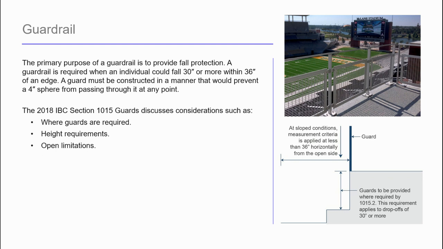Moving on to the term, let's go back to guardrail. Let's look more closely at that. The primary purpose of a guard is for fall protection. As we mentioned before, it's required when an individual could fall 30 inches or more within 36 inches of an edge. And it also must be constructed in a manner that would prevent a 4-inch sphere from passing through at any point, so people can't squeeze through portions of the railing. So 1015, again, means of egress, that discusses considerations such as where they're required, the height requirements, the open limitations.